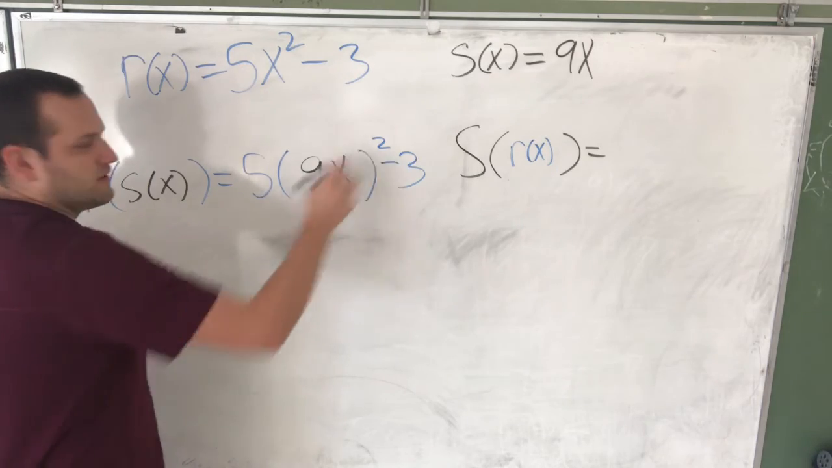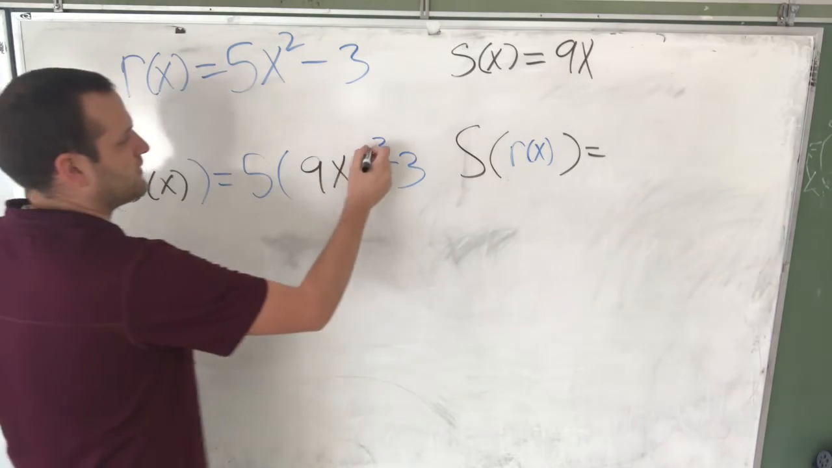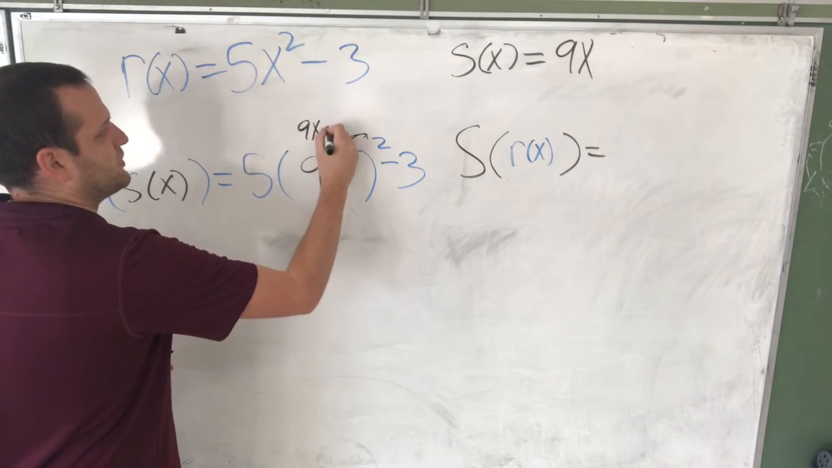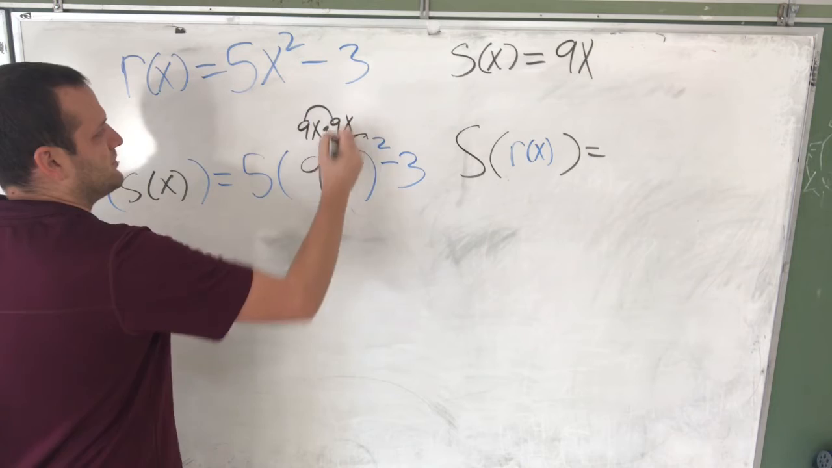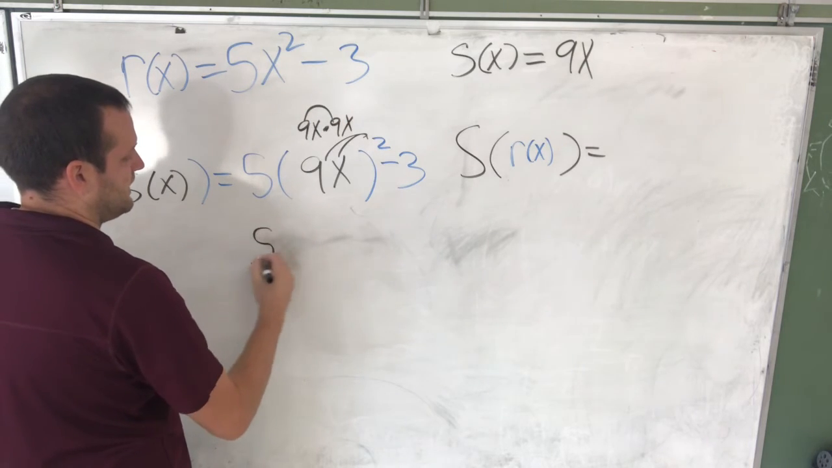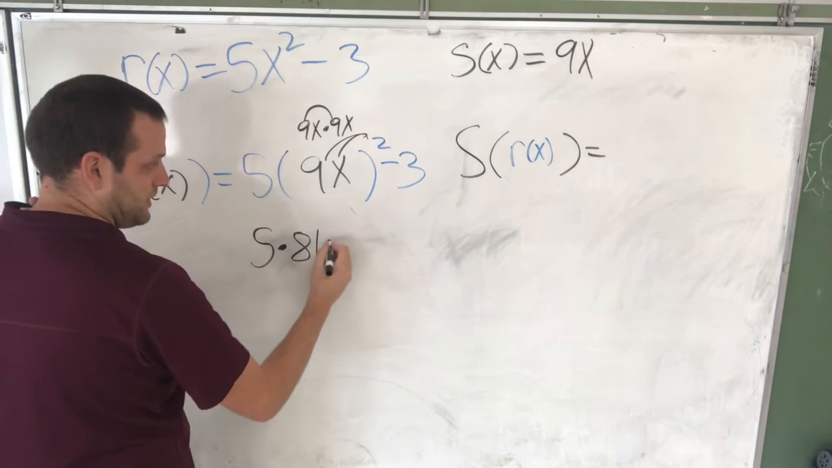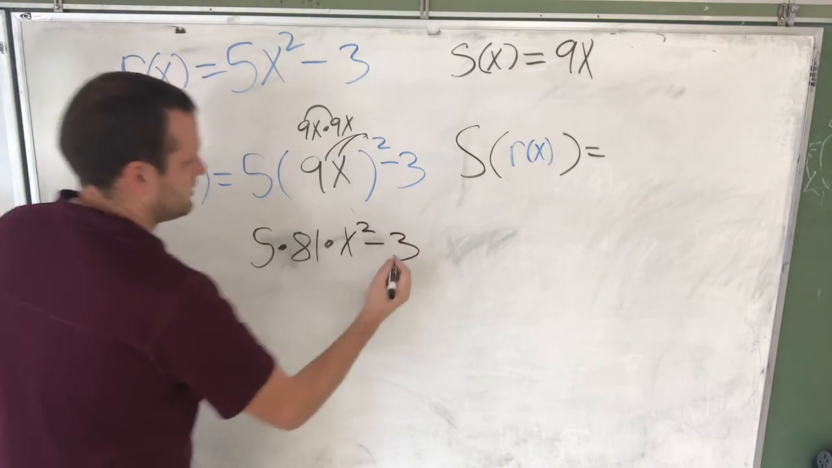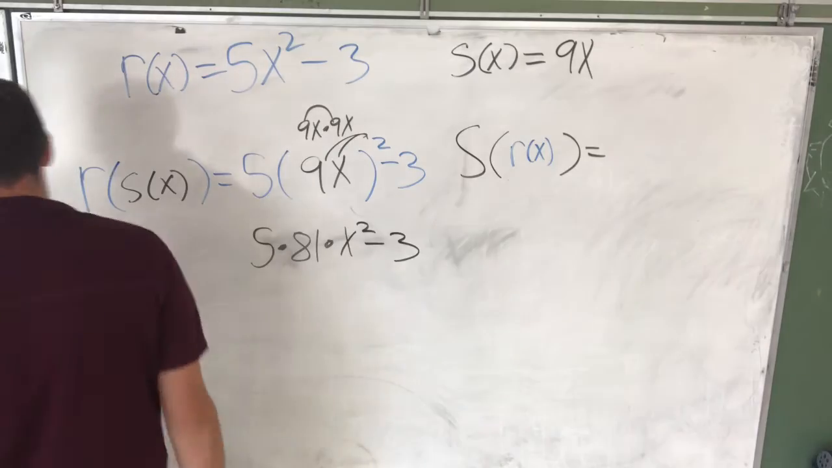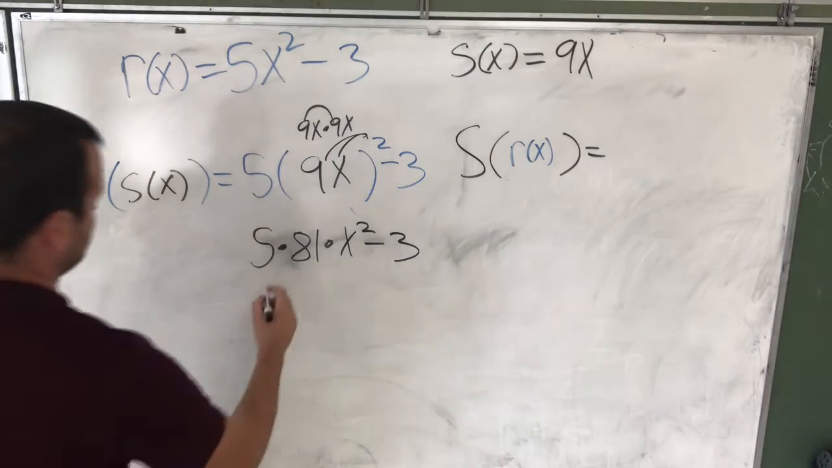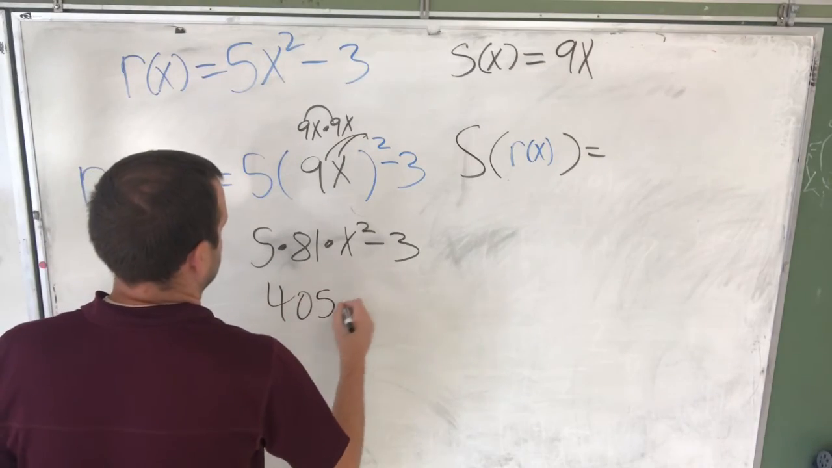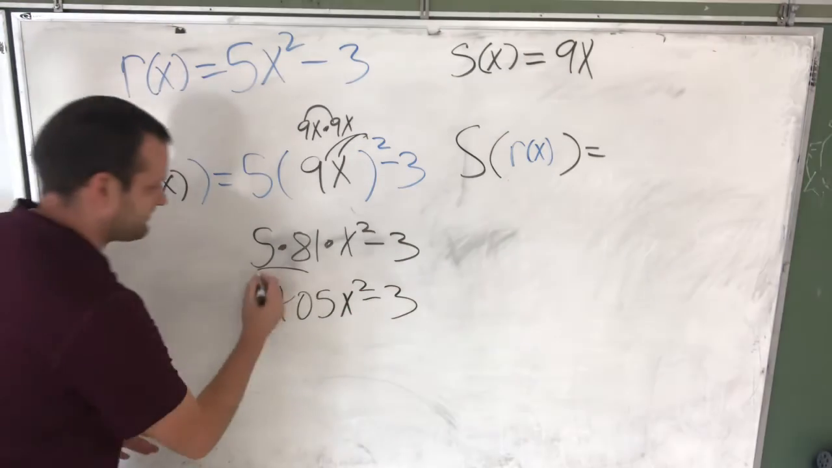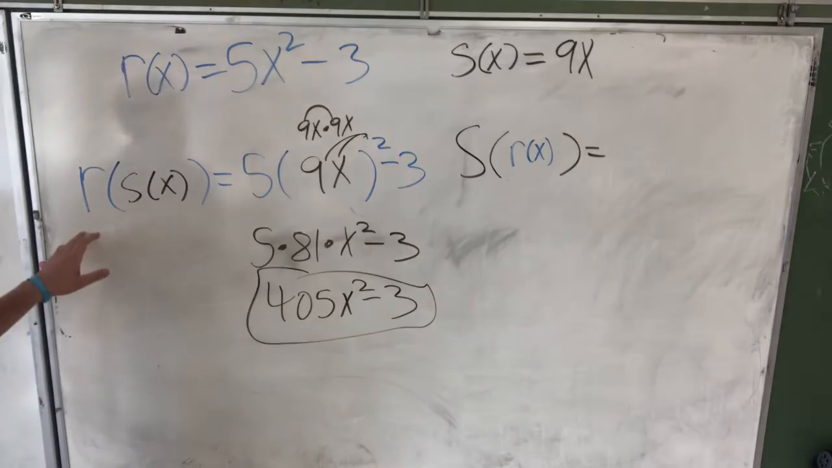What is 9x squared? Well, that square is acting on the 9 and the x. It's like taking 9x and multiplying it by 9x. Well, 9 times 9 is 81. So 5 times 81 times x squared minus 3. 5 times 81 is 405. Okay, that is our answer there. That is when we do r of s of x.